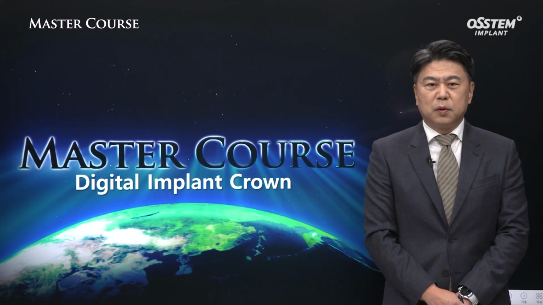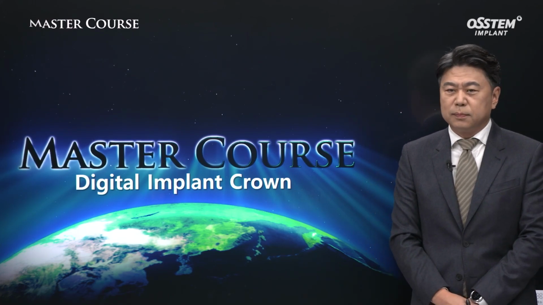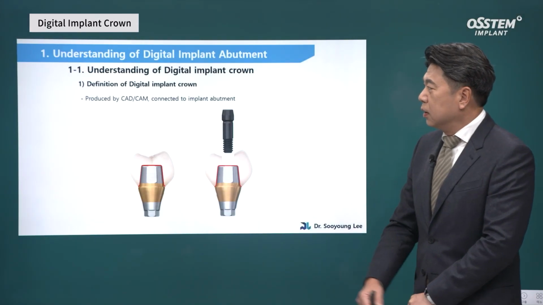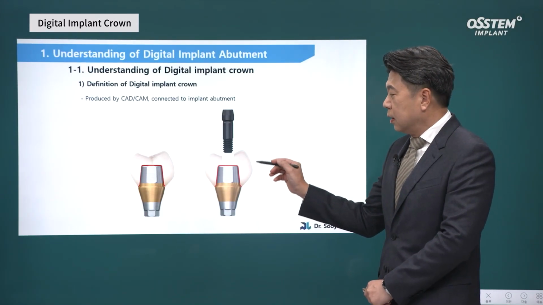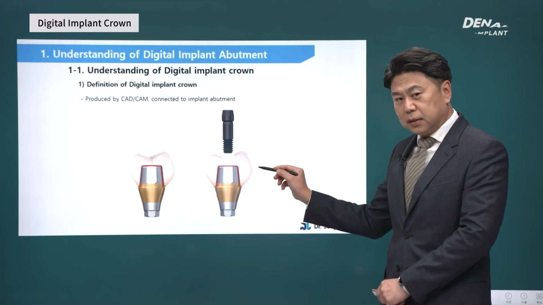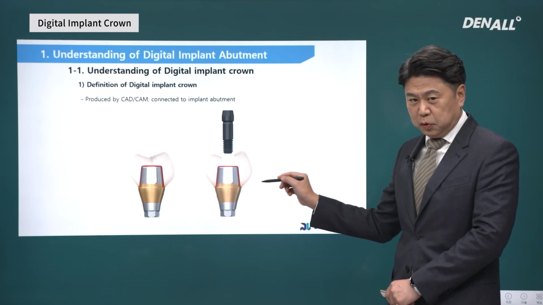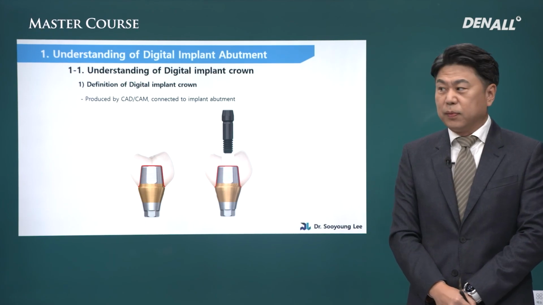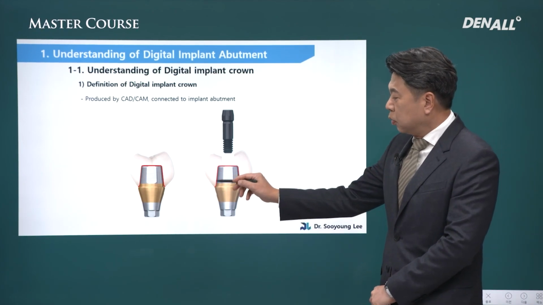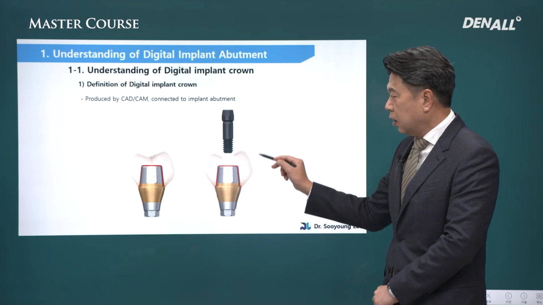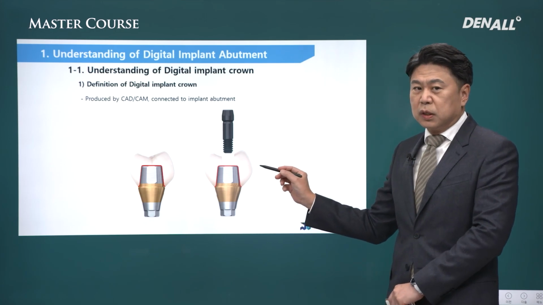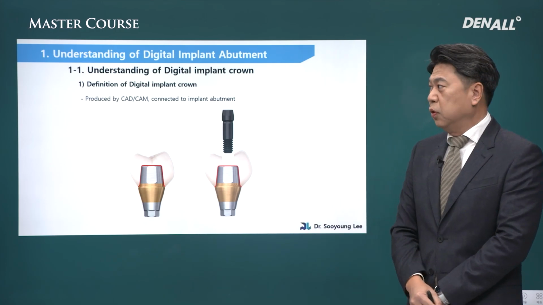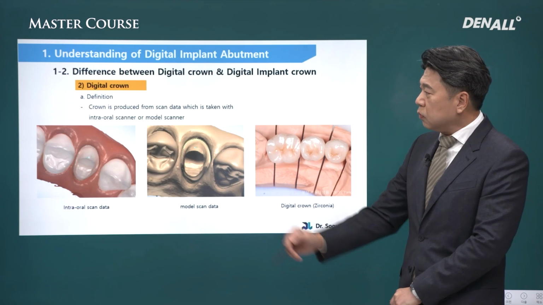In this Mastercourse, we are going to talk about digital implant crowns. First, digital implant crowns. The implant crowns are fabricated using digital dentistry. Usually it uses CAD/CAM. Implant crowns are fabricating crowns over abutments. Usually it uses an analog way.